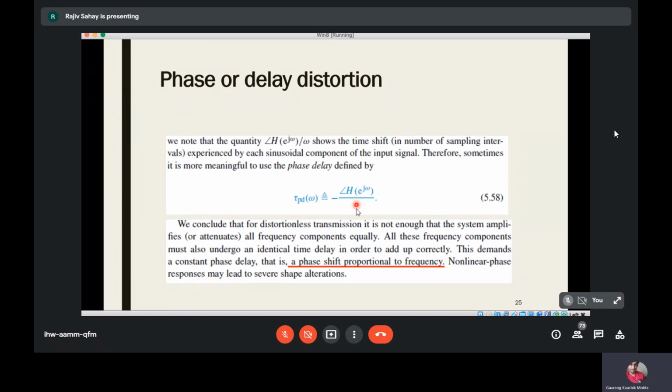How can this factor be constant? There is a division by omega. So this demands that for a constant phase delay, a phase shift proportional to frequency should happen. Phase shift, angle H(e^jω), proportional to frequency should happen, then only you will get constant phase delay. If this whole thing has to be constant, then the phase shift has to be proportional to frequency. So non-linear phase responses can lead to severe shape alterations.